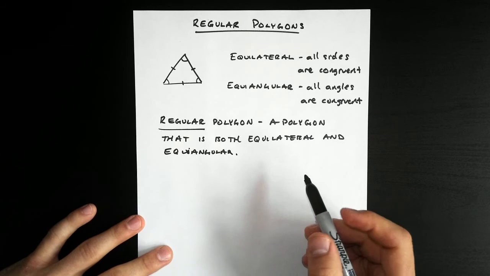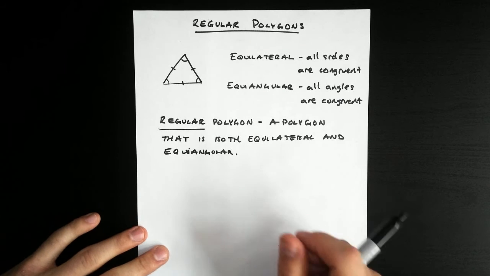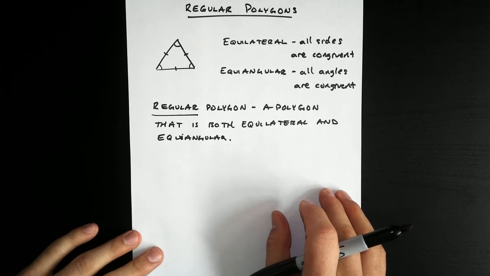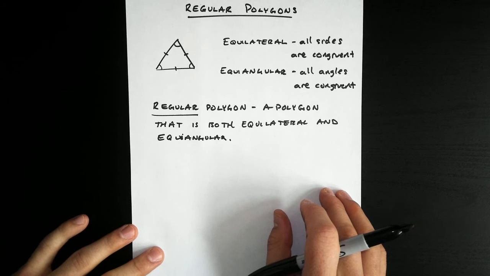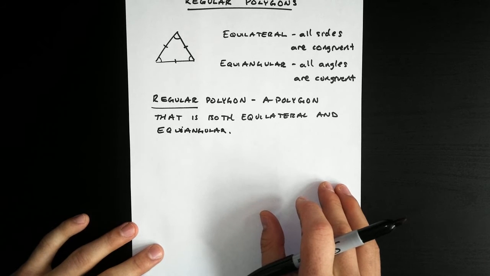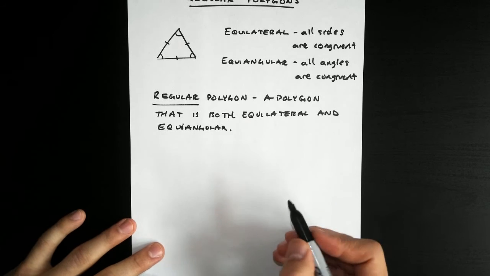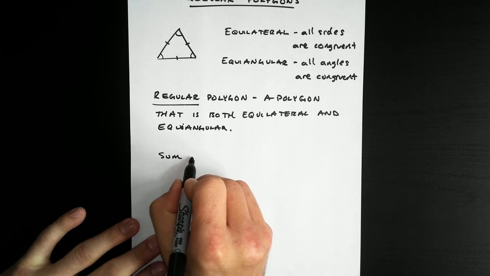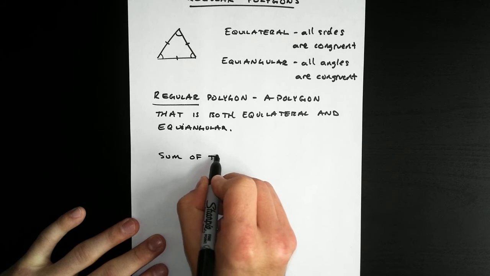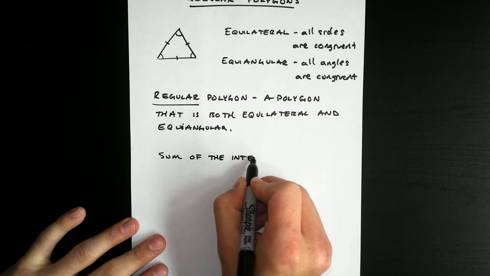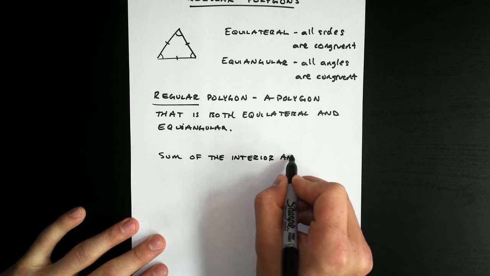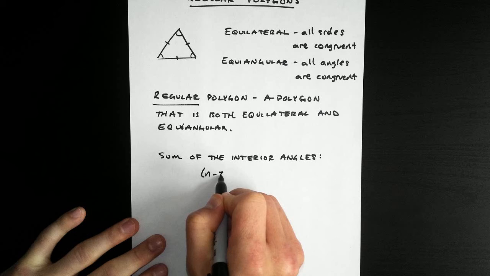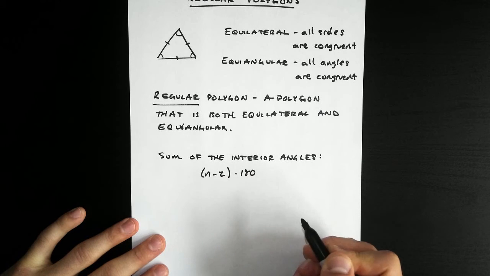Okay. So when we know that a polygon is regular, that already gives us a lot of information. We already know that all the sides have to be congruent. We know that all the angles have to be congruent. And then what that means is we can actually go one step further with our formula for the sum of the interior angles of a polygon. So, just a reminder here, the sum of the interior angles was equal to n minus 2 times 180.